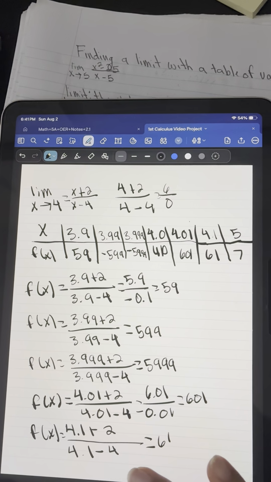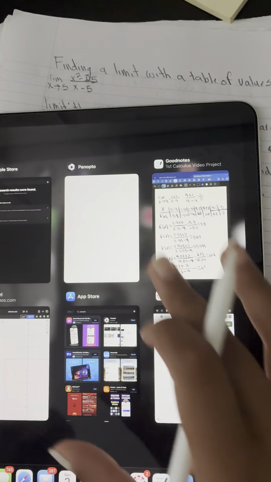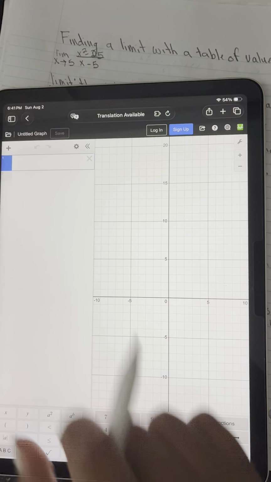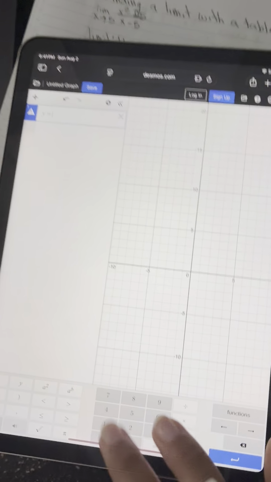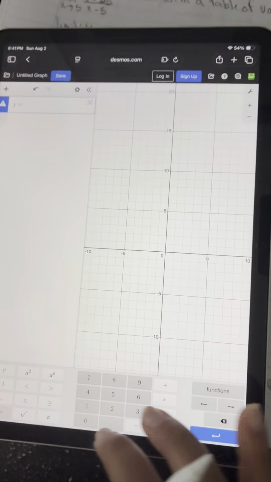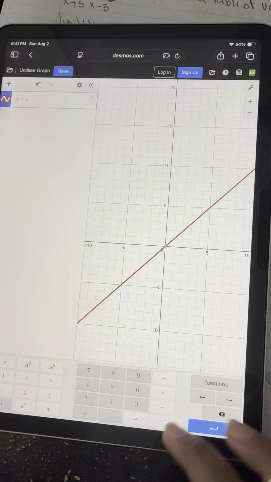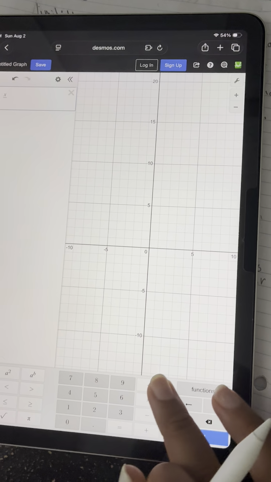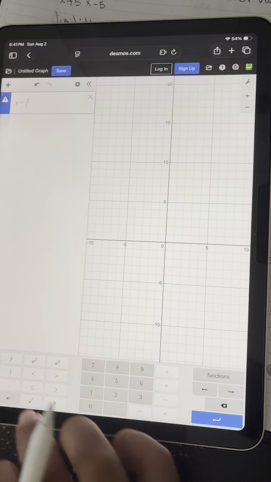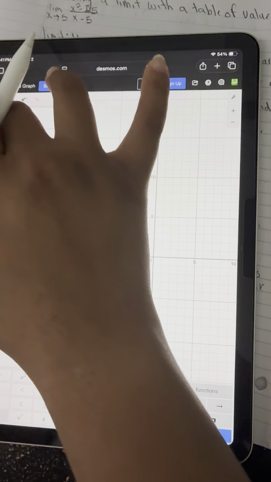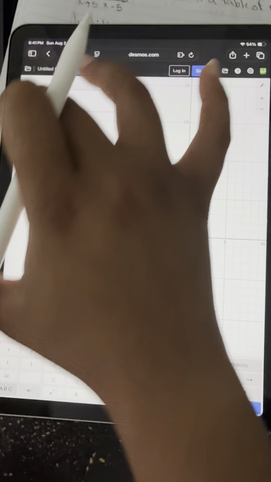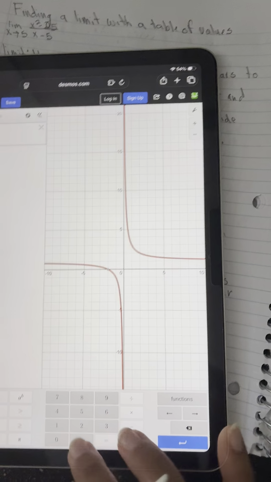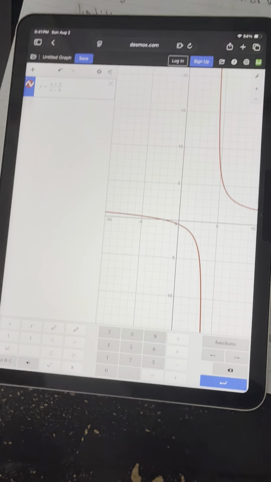So then moving on to Desmos. Y equals (x plus 2) over (x minus 4).